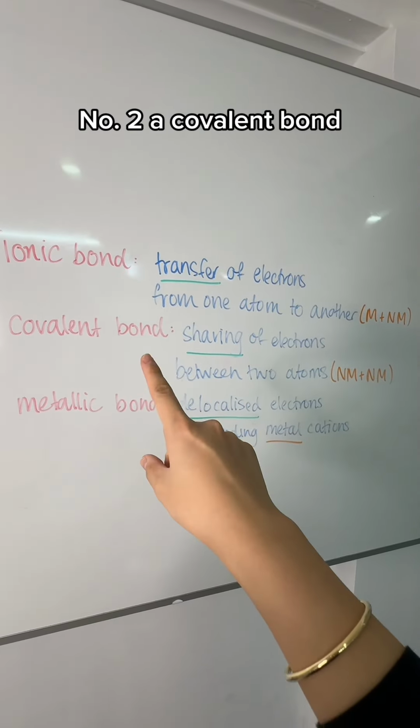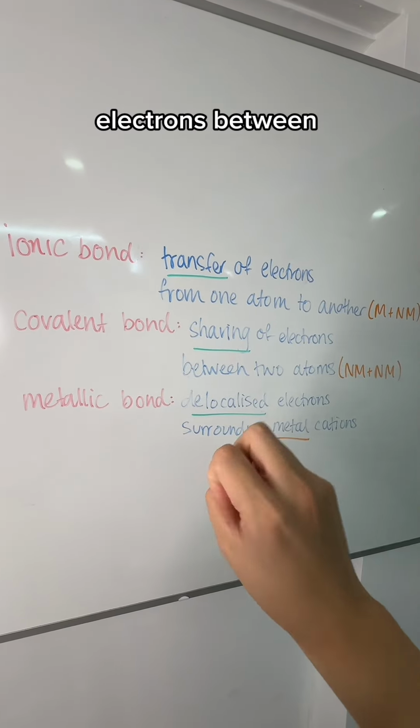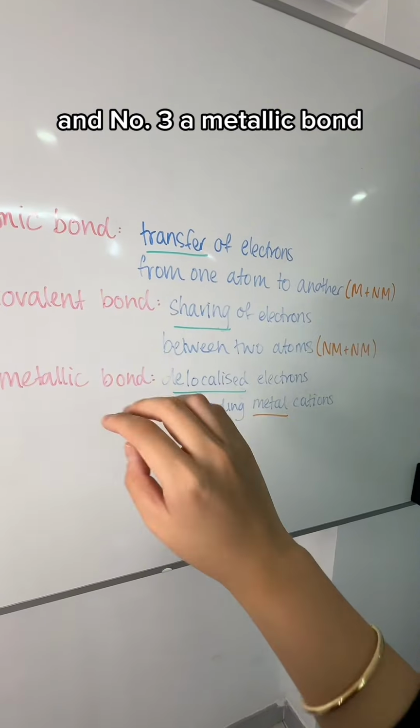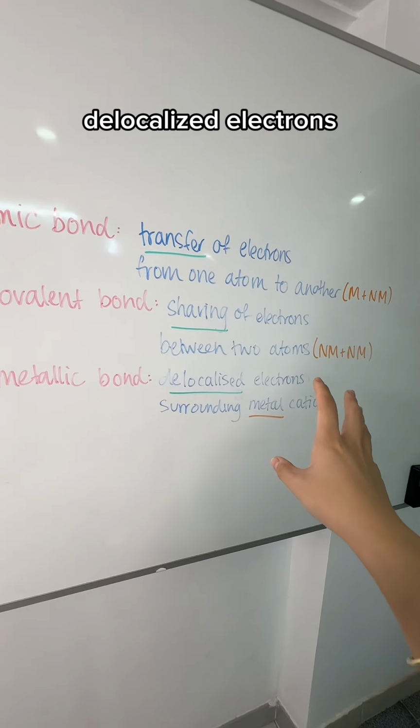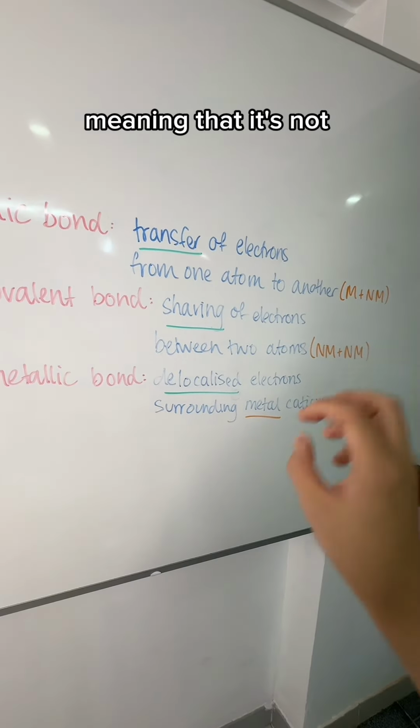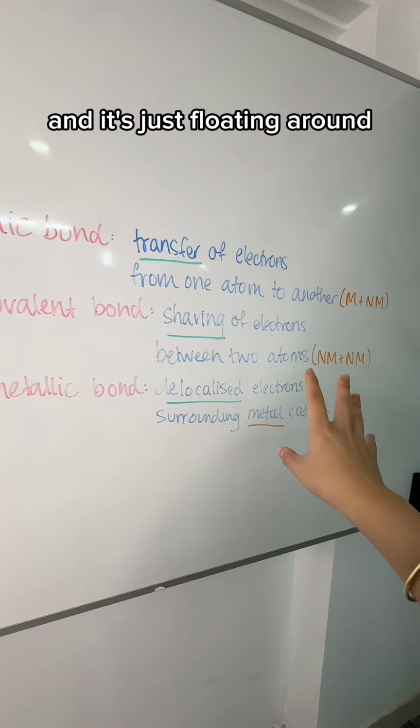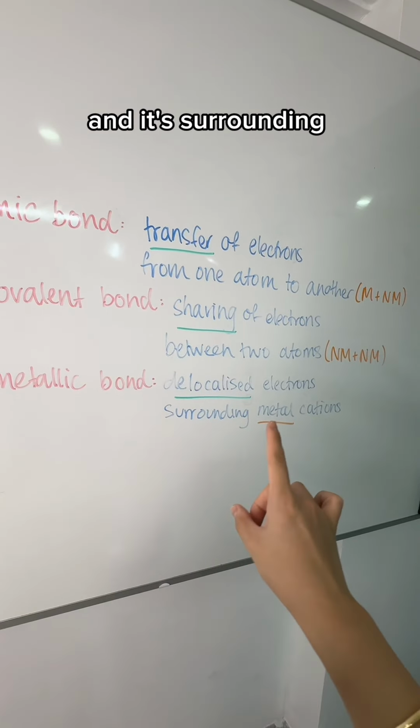Number 2, a covalent bond happens when you share electrons between 2 atoms. And number 3, a metallic bond happens when there are delocalized electrons, meaning that it's not allocated to any one atom and it's just floating around and it's surrounding metal cations.